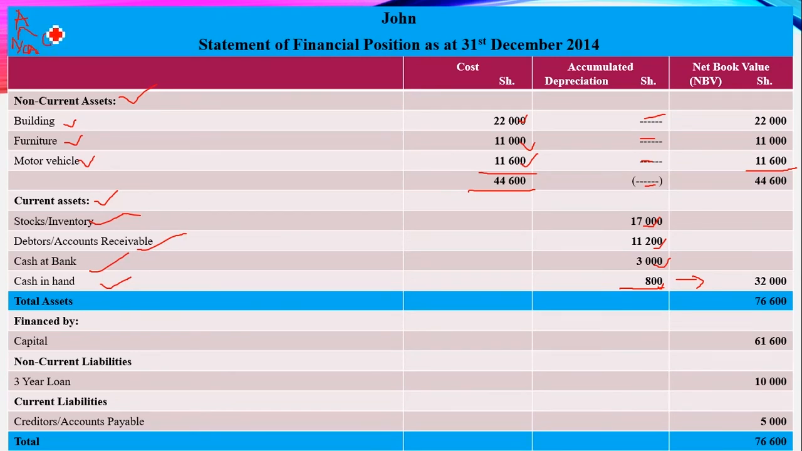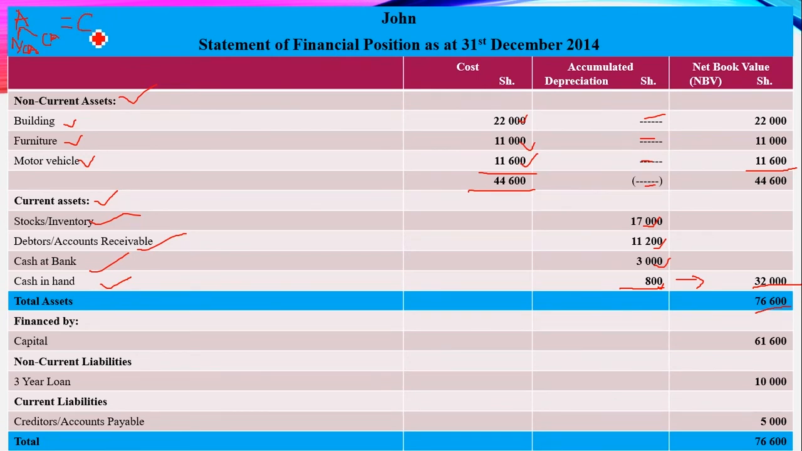Then these two should make up what? The assets. This is what makes the assets. So we add these two. We add 44 and 32 to get what? 76,000. Because that is a total, I have to close it like that so that I don't include it in the other values. Then from there, I move to the other side.